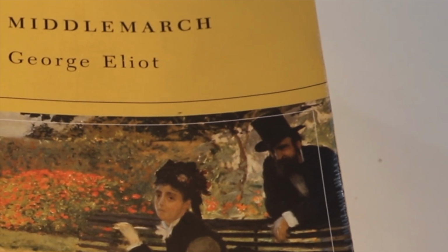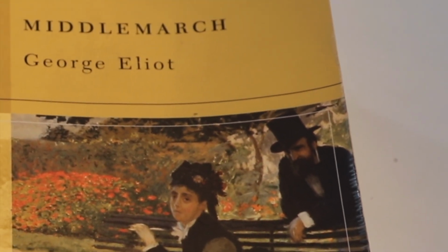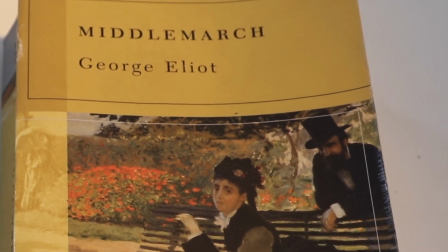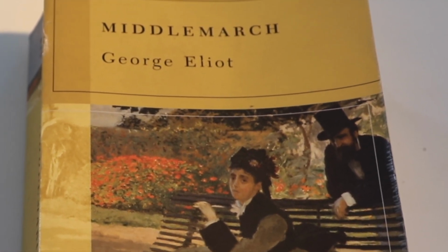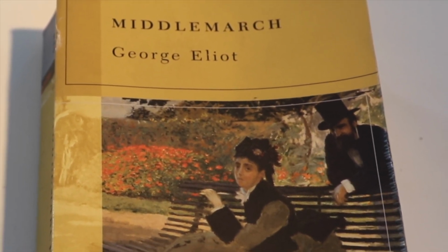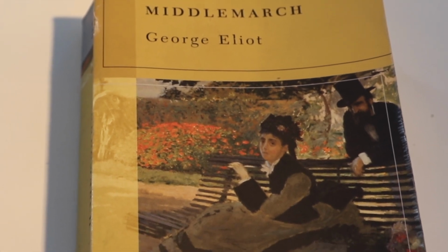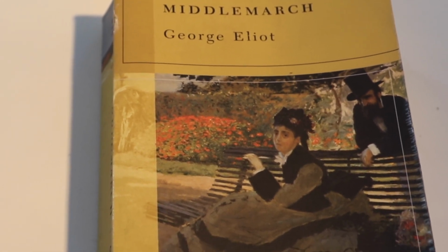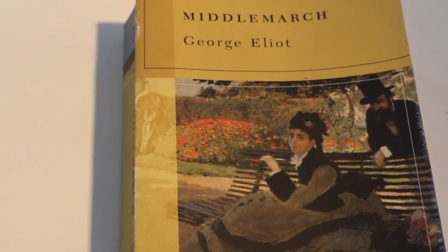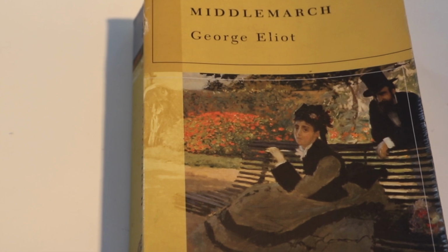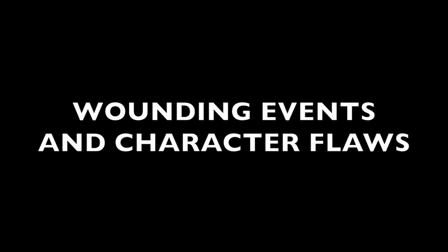In George Eliot's great book Middlemarch, Dorothea is orphaned, and in that wounding event she's also given a great deal of money in a trust. She grows to be immature and stubborn to a fault, and that combination of flaws leads her into a terrible marriage to a man named Casaubon and many other complications. So those are some examples of the connection between wounding events and character flaws.